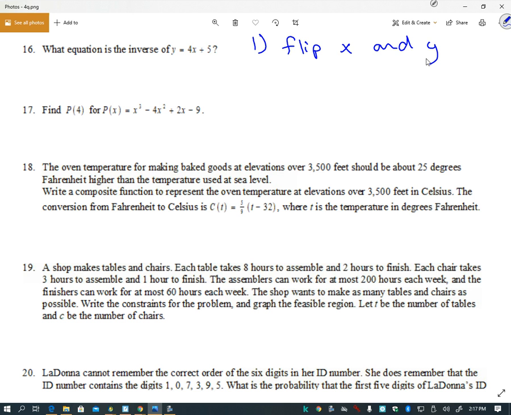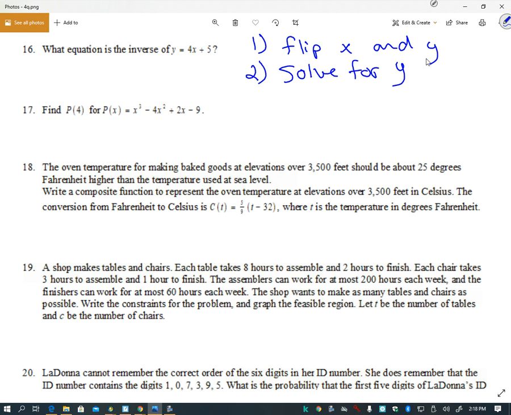Step number 2. And again, it's such an easy thing that you might not even think it's a step. But does anybody know what step number 2 is? Solve for y. Flip x and y, solve for y. What you're left with is the inverse equation.